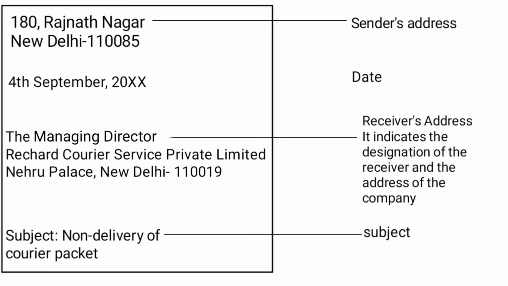When you write a formal letter, first write the sender's address: 180 Rajnath Nagar, New Delhi. After leaving one line space, write the date, 4th September 2021. Then the receiver's address. It indicates the designation of the receiver and the address of the company: The Managing Director, Richard Courier Service Private Limited, Nehru Palace, New Delhi. After leaving one line space, write the subject. Subject is non-delivery of courier packet.